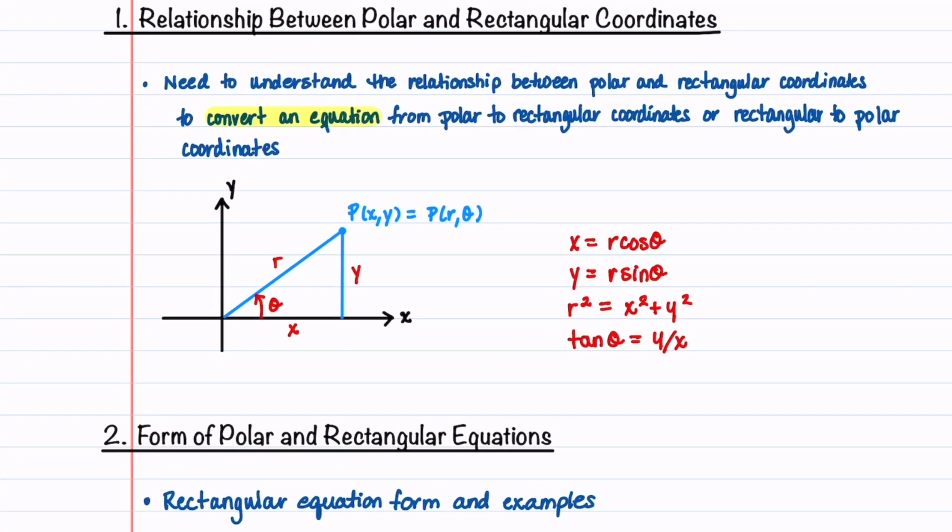To convert an equation from polar to rectangular coordinates or rectangular to polar coordinates, we need to understand how x and y are related to r and theta. X and y are used to represent a point in rectangular coordinates, and r and theta are used to represent a point in polar coordinates. You can see from the diagram here that x is equal to r cosine theta, y is equal to r sine theta. From the Pythagorean theorem, r squared is equal to x squared plus y squared, and lastly, tangent theta is equal to y over x. We'll be using these equations in the examples that we're going to be doing.